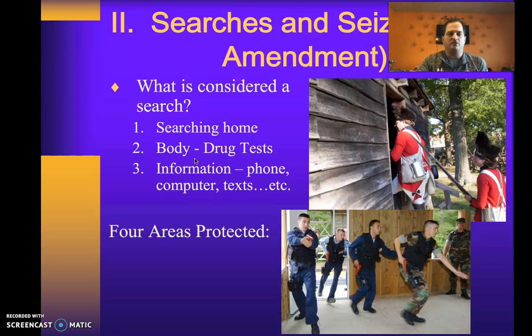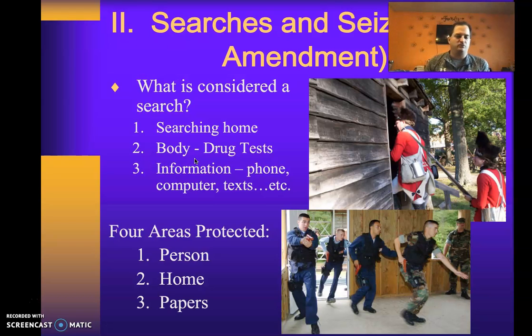And these 4 areas all come straight out of the amendment. Your person, that means you. The cop can't just come search you on the street for no reason. Your home. Your papers, which would be documents, bank records, phone records, text messages, and effects is your stuff. Your backpack, your purse, your car.